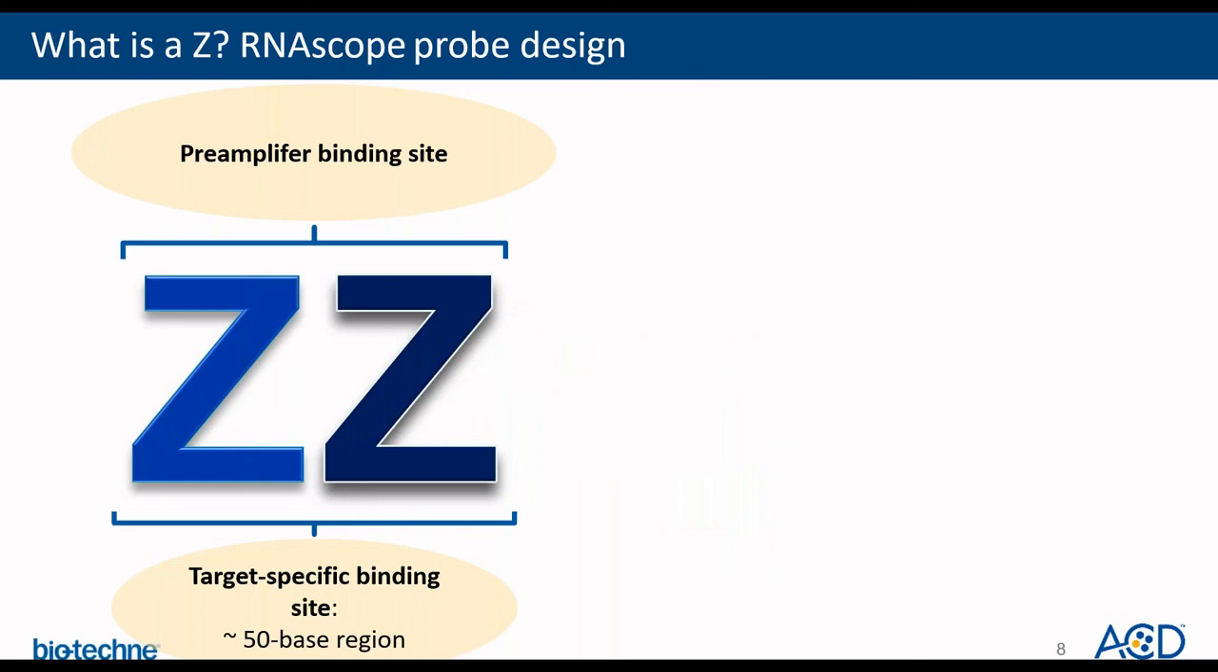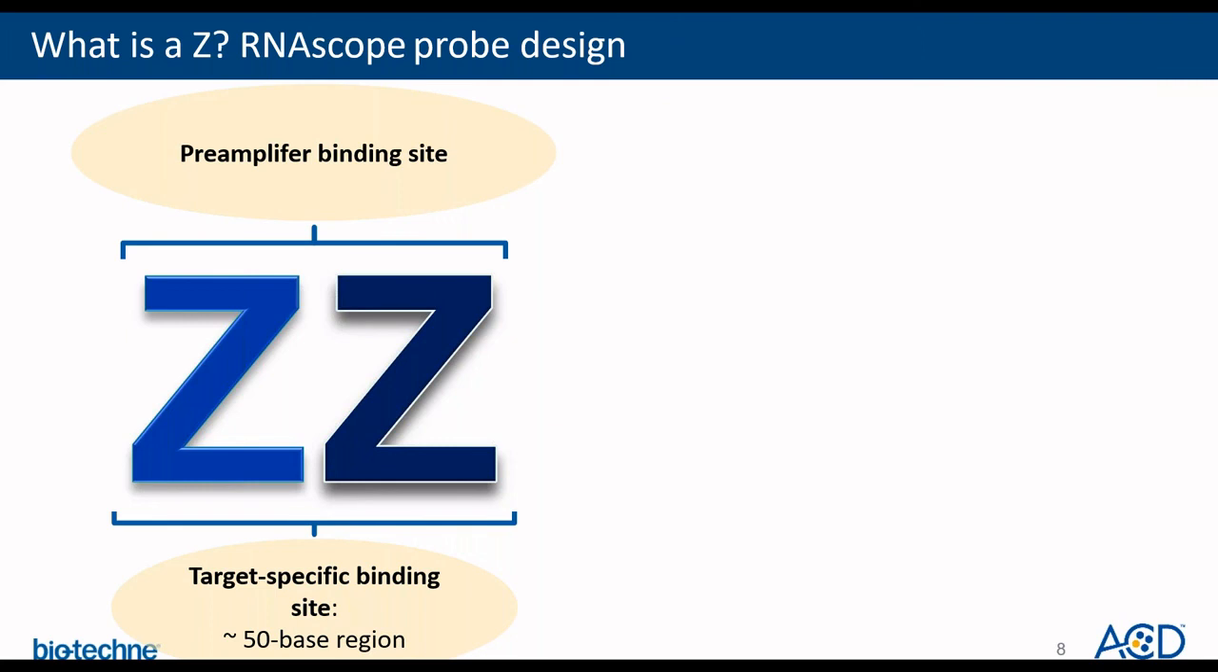Diving slightly deeper into how the technology works, the first key feature of the RNAscope technology is the probe design. We depict the oligonucleotide target-specific probes as Zs to emphasize the fact that they have two regions linked by a spacer. The bottom of the Z complements and hybridizes to the target transcript. The top of the Z is the base for the amplification structure.